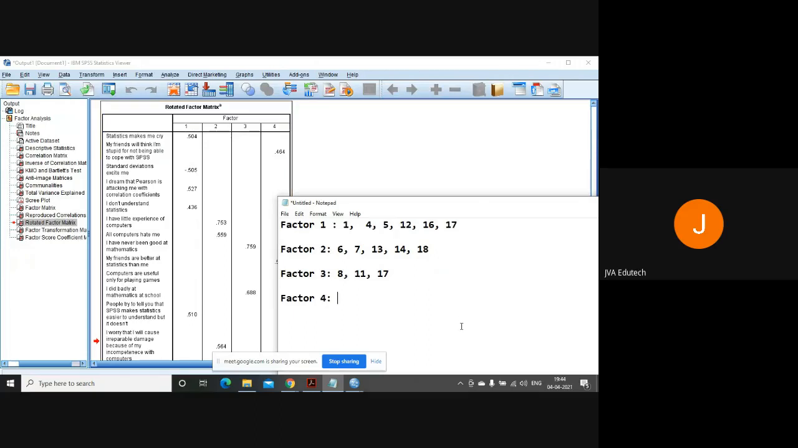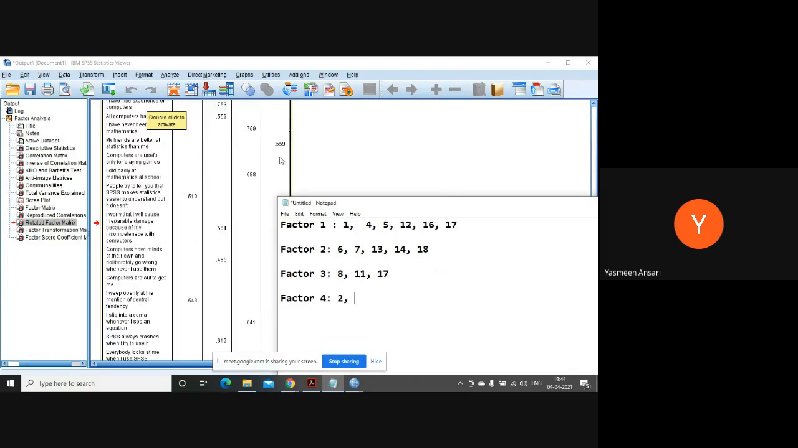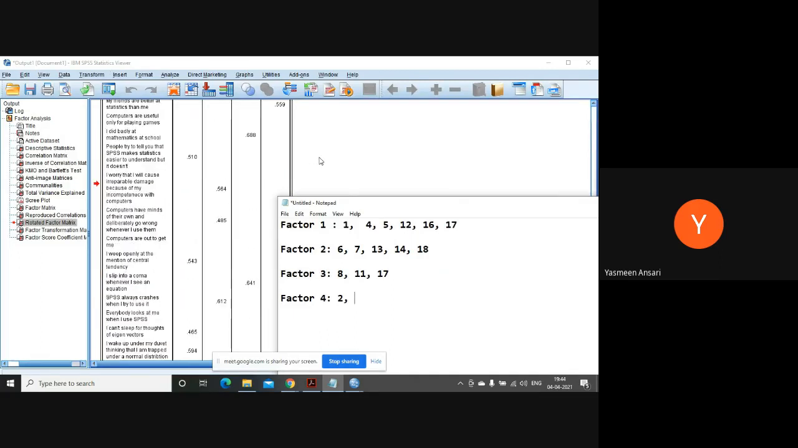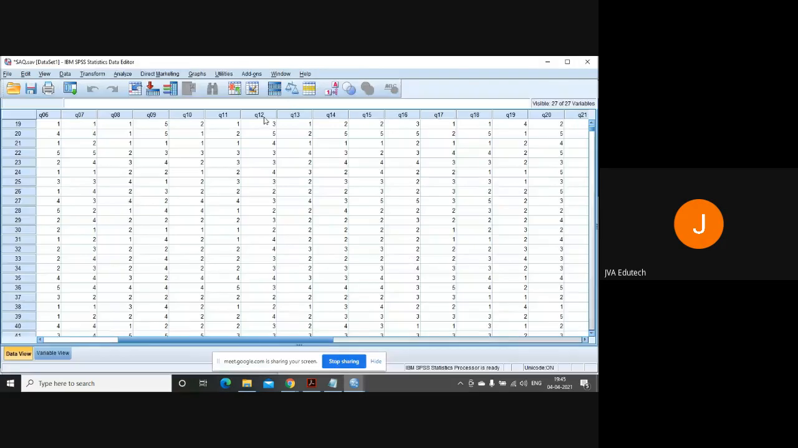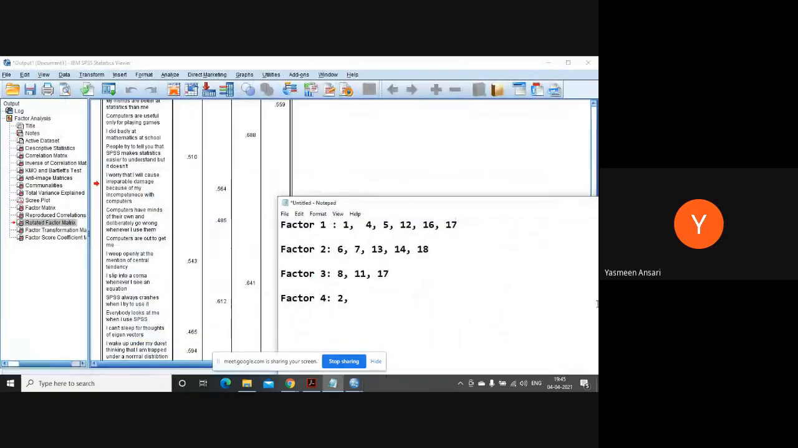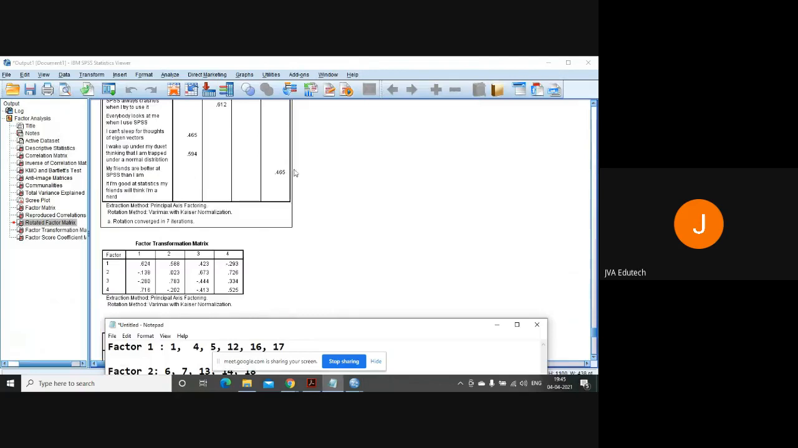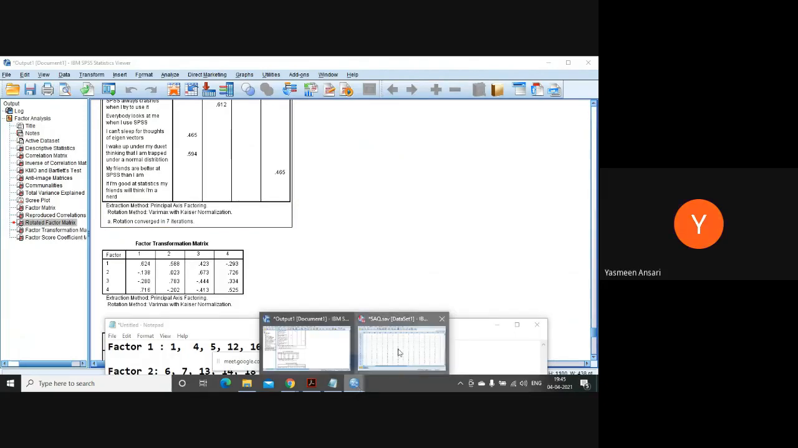Second. Yes, sir. This one, my friends are better in statistics than me, with 0.55. Which one is this? 9th. Yes, sir. Then this one, I think this is 22nd. Yes, sir.